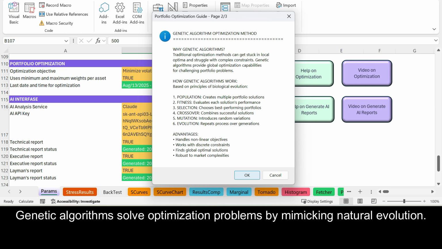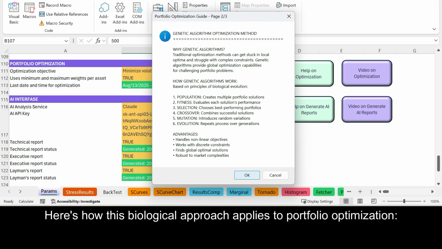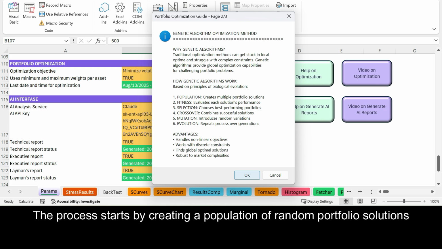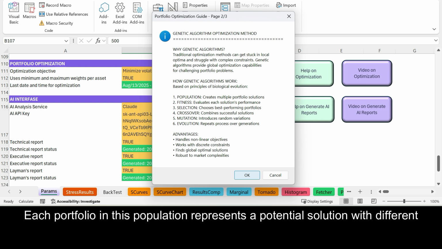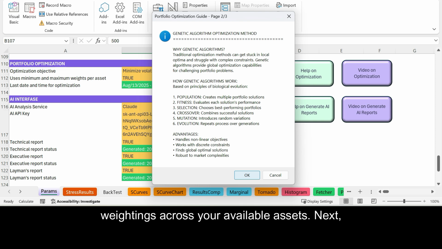Genetic algorithms solve optimization problems by mimicking natural evolution. Here's how this biological approach applies to portfolio optimization. The process starts by creating a population of random portfolio solutions. Imagine hundreds of different asset allocation combinations. Each portfolio in this population represents a potential solution with different weightings across your available assets.